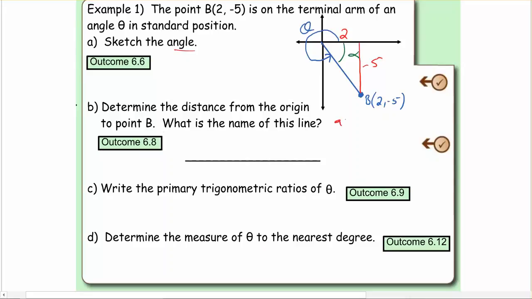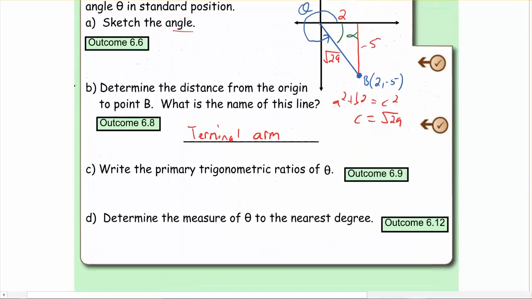That's just a squared plus b squared is equal to c squared. So if you do that, you get c is equal to the square root of 29. So this is square root of 29 on that side. What's the name of this line? That's the terminal arm, just like in the last video.